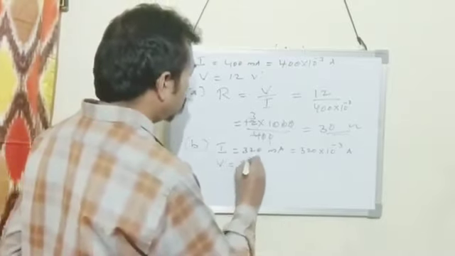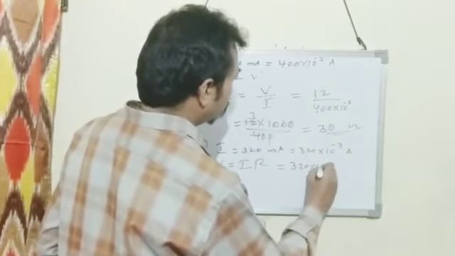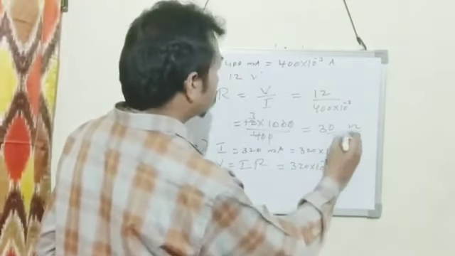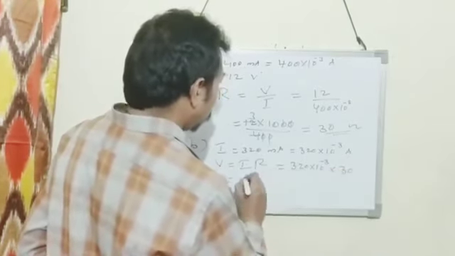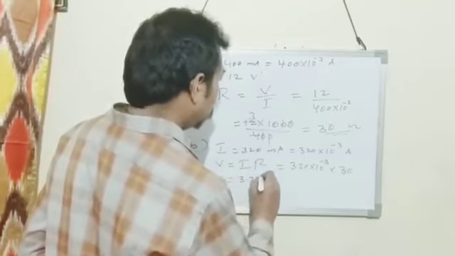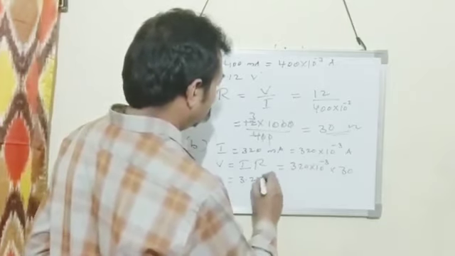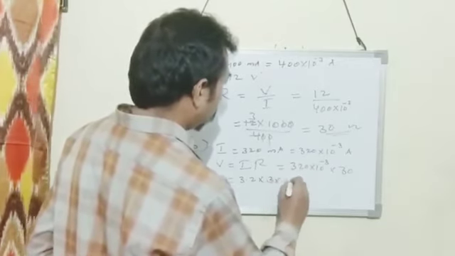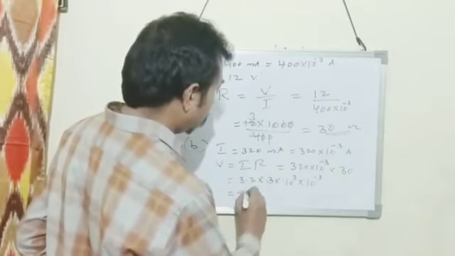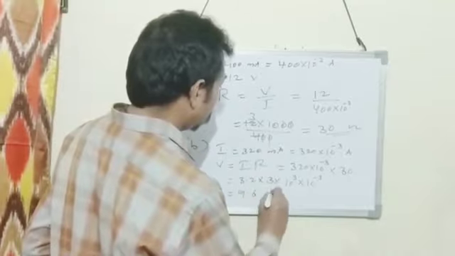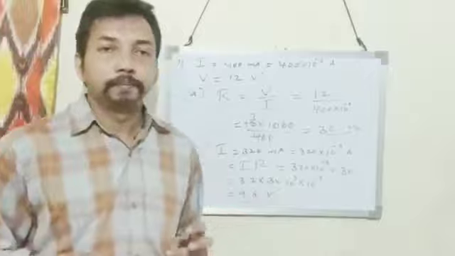V equal to I into R. Substituting I is 320 into 10 to the power minus 3 and R is 30. So that is equal to 3.2 into 10 to the power 2 into 3 into 10 to the power minus 3. 3.2 into 3 is 9.6. 9.6 volt. So 9.6 volt, that is the answer.